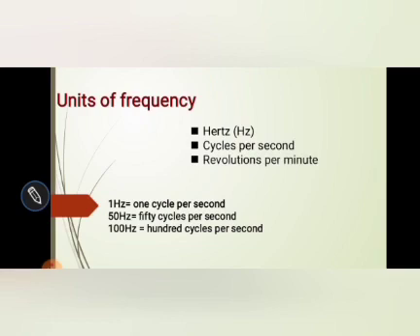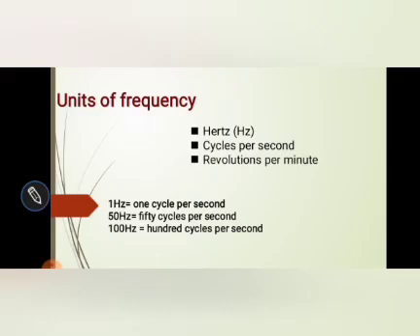A number of units are used for measuring the frequency of a vibrating body or a vibrator, such as hertz, cycles per second, and revolutions per minute. But hertz is most commonly used as a unit of measuring frequency of a vibrating body.